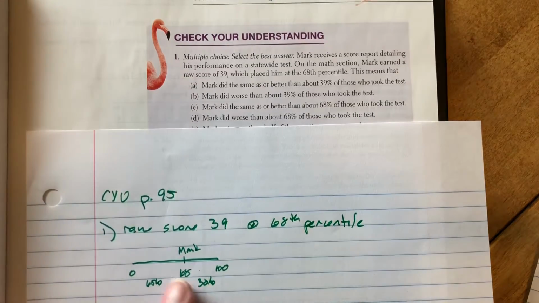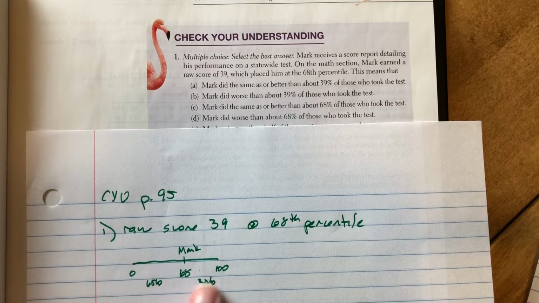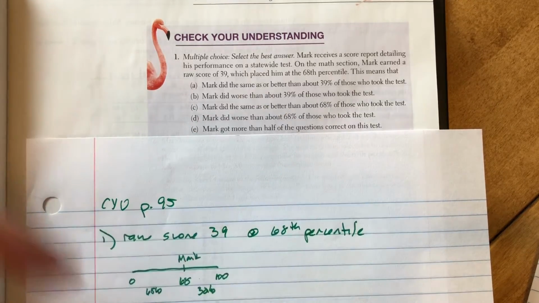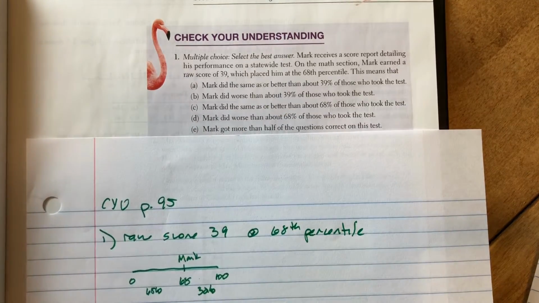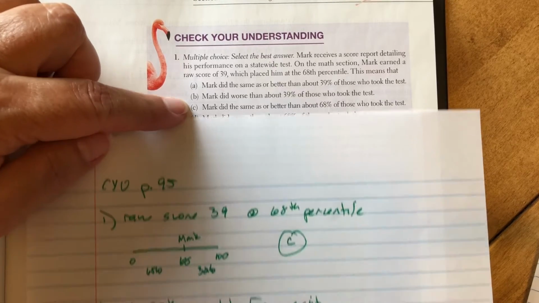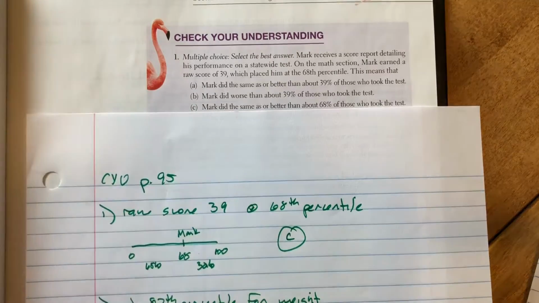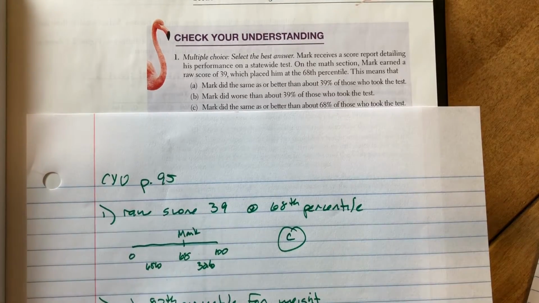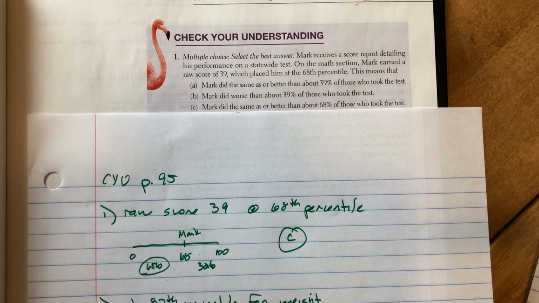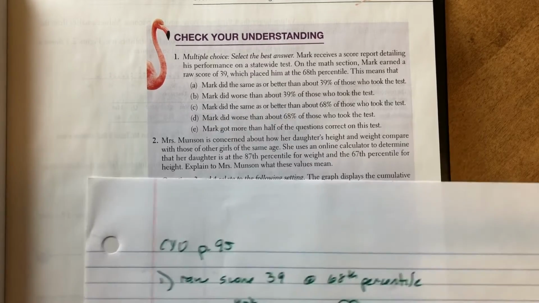Mark did worse than 68%? No, he did worse than 32%. Mark got more than half of the questions correct? That we have no idea. That has nothing to do with percentile. So it's got to be C. Mark did the same as or better than about 68% of those who did the test. Sometimes it's helpful to write out a little chart because here is percentile.